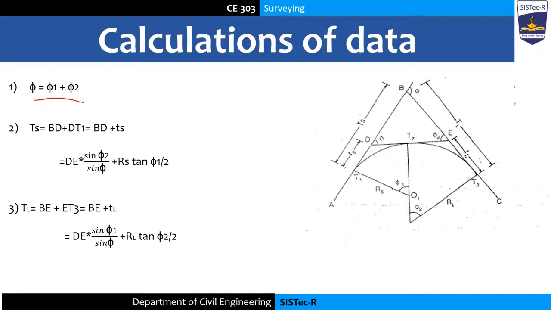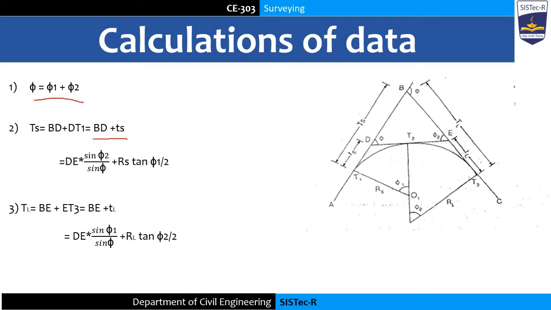After that we have capital TS, how we can calculate capital TS. So capital TS will be equal to BD plus DT1. This we have is BD. Capital TS is this distance, and capital TS will be equal to BD plus DT1. This small distance is the small ts, the tangent length for the short curve. So this can be written as BD plus small ts. Now if I apply the sine rule in this triangle, that is BDE.